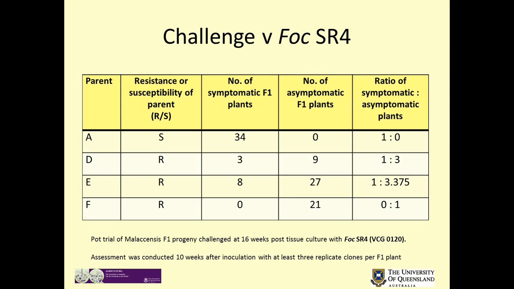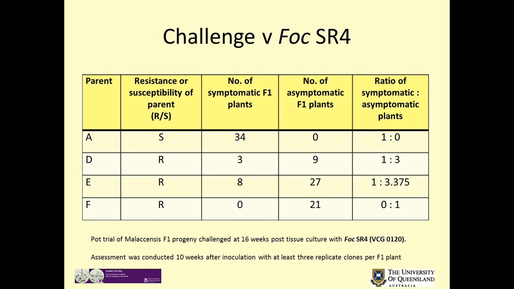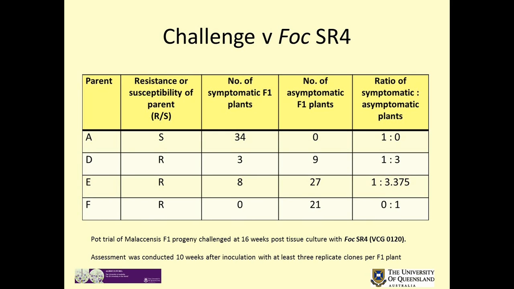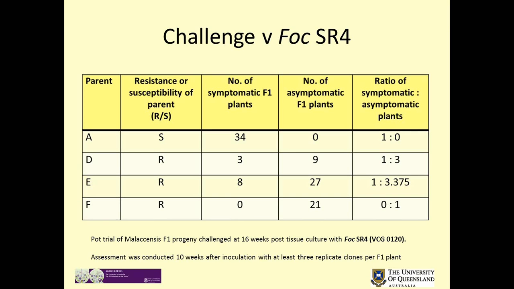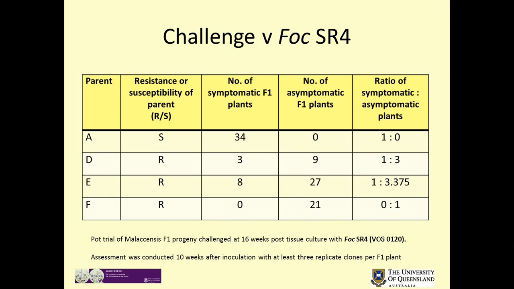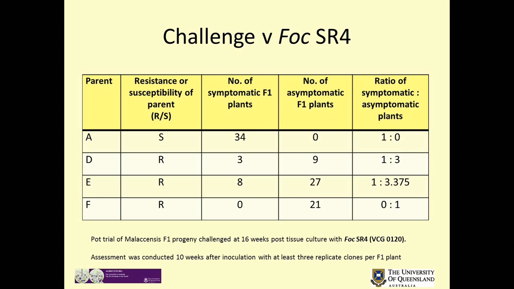And when we look at those 6 original parents, I've only got 4 of them here, 1 of the susceptibles and the 3 resistants, conveniently the susceptible produced progeny that was all susceptible. 1 of the resistant parents produced progeny that was all resistant, and 2 of them appeared to be heterozygous, producing progeny in roughly a 3-to-1 segregation.